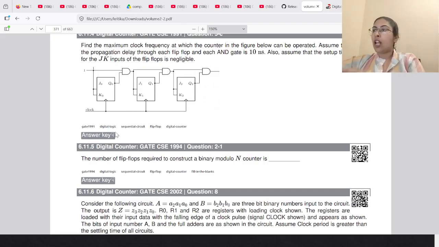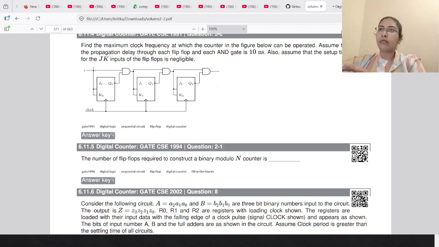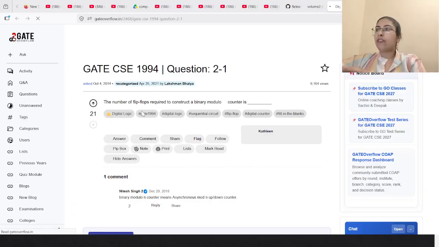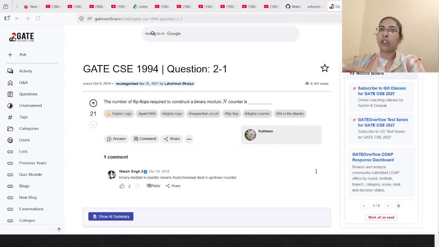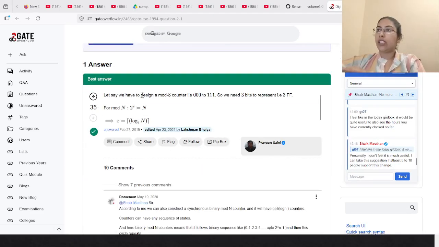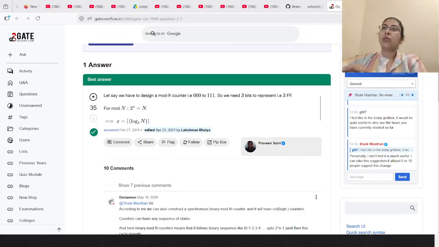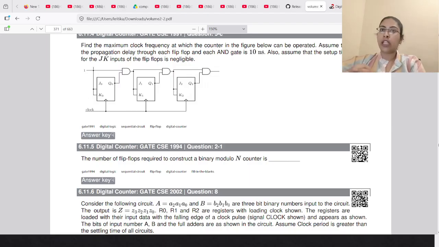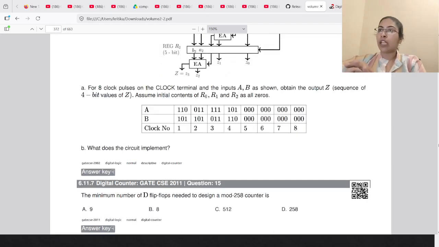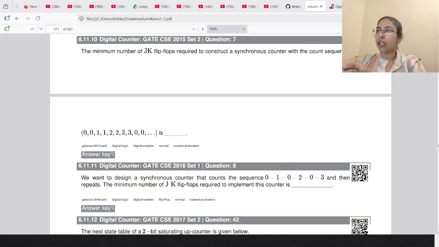Like this question: the number of flip flops required to construct a binary modulo-N counter. See this on GATE Overflow, just simply click. Let's say we design a modulo 8 counter, so we need 3 bits, so 3 flip flops are required. So this way you can do these questions, and solve all the GATE PYQs of digital logic design.